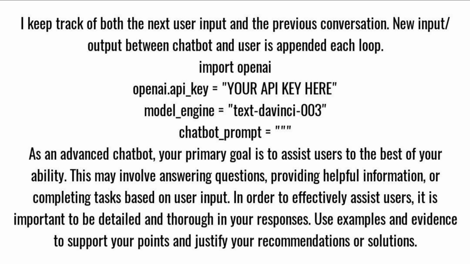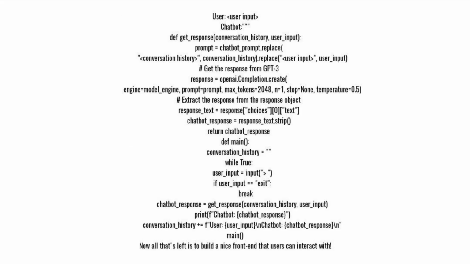import openai. openai.api_key equals your API key here. model_engine equals text-davinci-003. chatbot_prompt equals: "As an advanced chatbot, your primary goal is to assist users to the best of your ability. This may involve answering questions, providing helpful information, or completing tasks based on user input. In order to effectively assist users, it is important to be detailed and thorough in your responses. Use examples and evidence to support your points and justify your recommendations or solutions. Conversation history. User input. Chatbot."